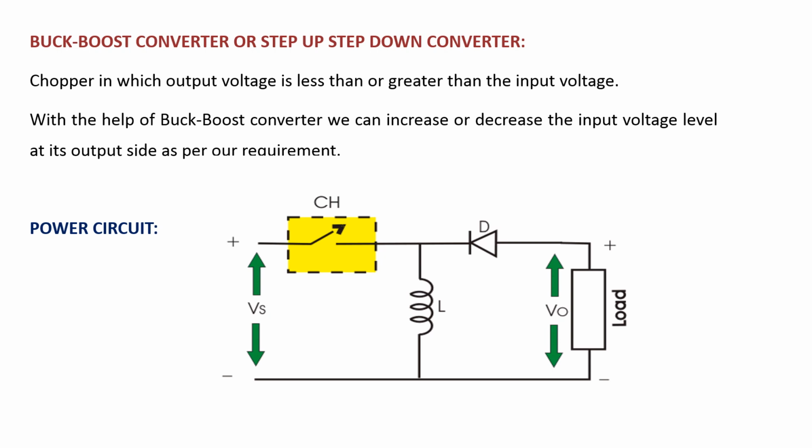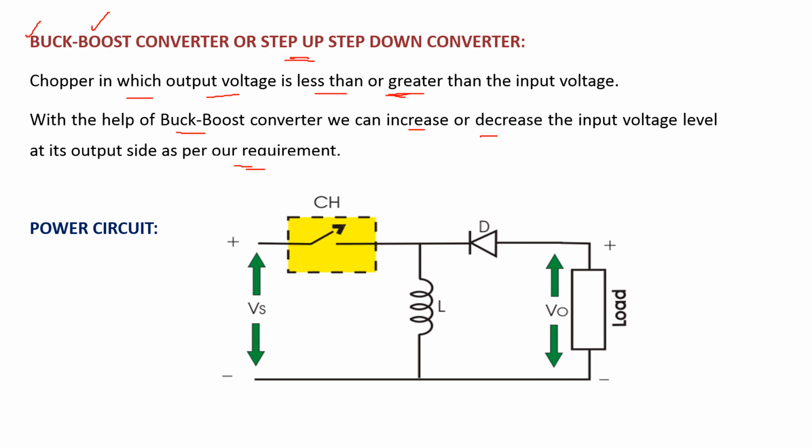Coming to the next type of chopper, that is the buck boost chopper or step up step down chopper. It is defined as the chopper in which the output voltage is less than or greater than the input voltage. That type of chopper is called the buck boost chopper. Now by using this buck boost chopper, we can increase or decrease the output voltage depending upon the requirement.